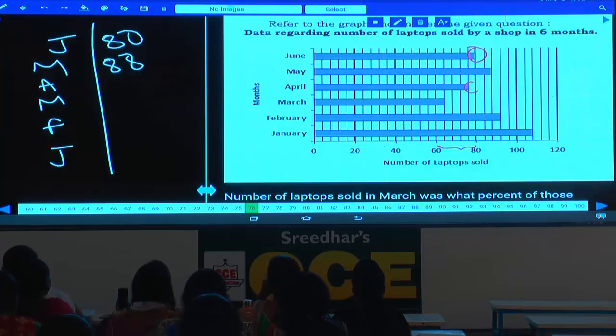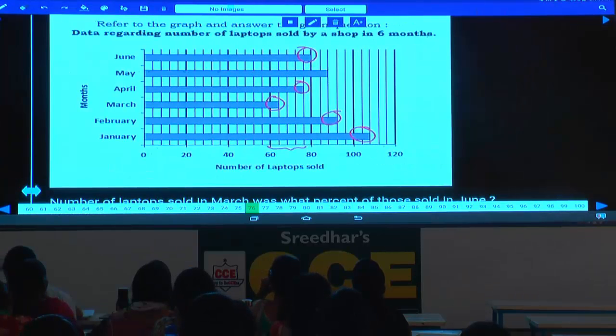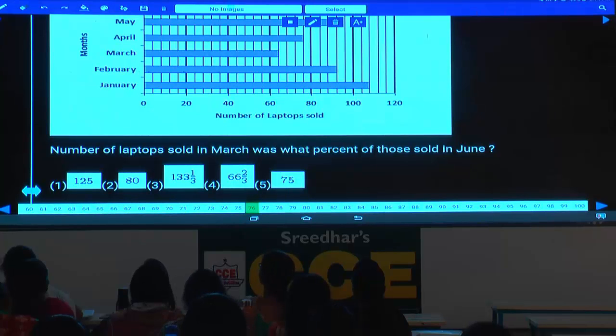Next, how much is this? 4 less than 80, 76. And this is 4 more than 60. And this is exactly 92. And then is this one 8 more than 100. That is 108. First write the table and then start, so that every time you need not check the line graph or bar chart, whatever.